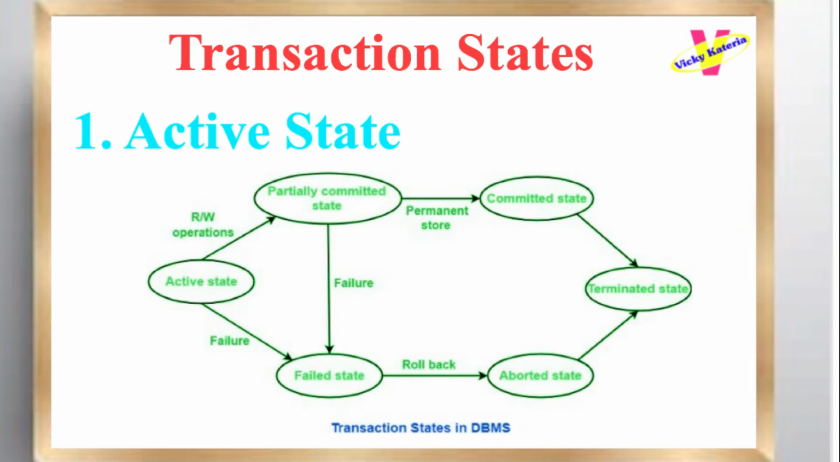Active state. This is the first state in the life cycle of a transaction. A transaction is called in an active state as long as its instructions are getting executed. All the changes made by the transaction now are stored in the buffer in main memory.